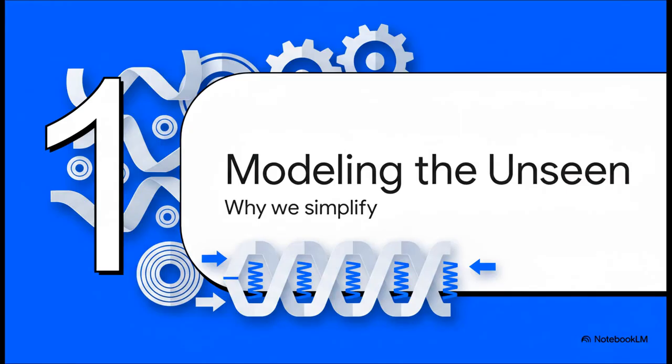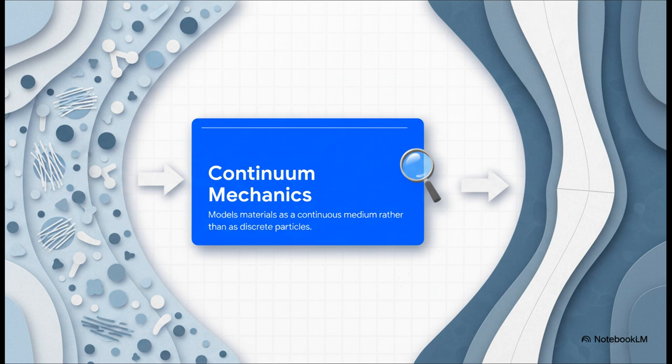All right, first up, modeling the unseen. Look, a tendon is insanely complex, right? So to even begin to understand how it breaks down, we've got to simplify things. We need a model, a framework, that lets us get a handle on what's going on. And that main tool is something called continuum mechanics. Now, that sounds complicated, but the idea is actually pretty simple.